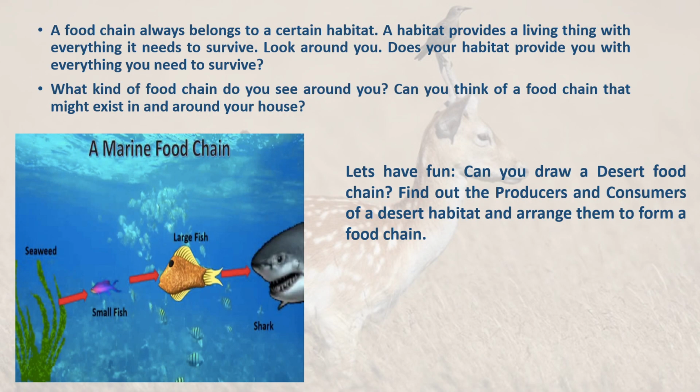So we already read that food chains depend on the surroundings of an animal. Now what is that surrounding of an animal called? It is nothing but the habitat of the animal. Hence we are saying a food chain always belongs to a habitat. A habitat provides a living thing with everything it needs to survive.